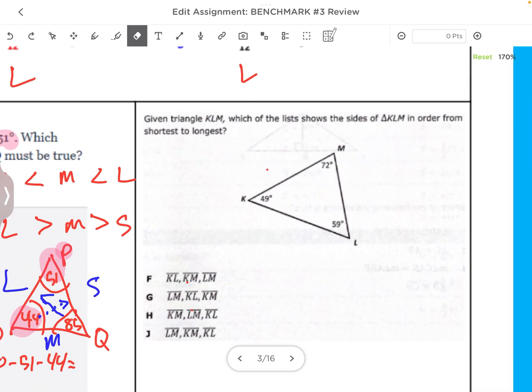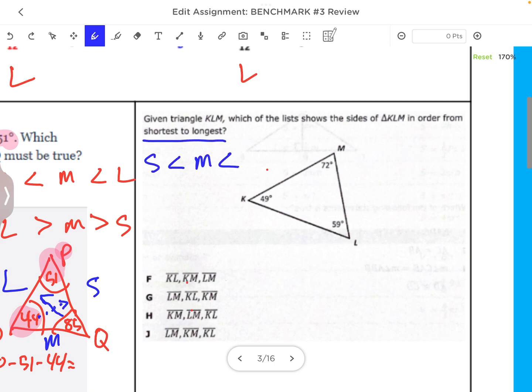All right, it says this one lists the sides of a triangle in order from shortest to longest. So we said small, medium, then large. Let's look. This is the largest one, so that's L. This is the shortest one, so that's S, and then that has to be the medium. So the shortest would be across from that, so it's going to be ML. Then the medium one is going to be KM, and then the large is going to be KL.